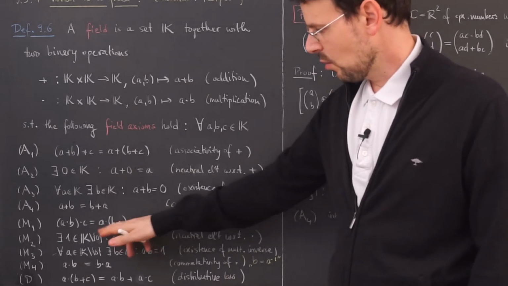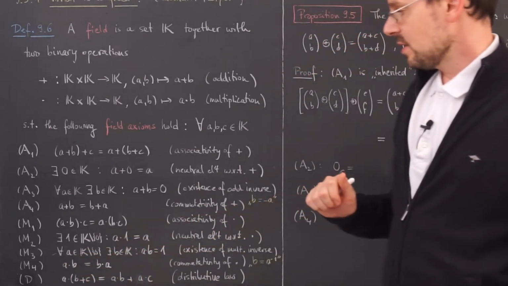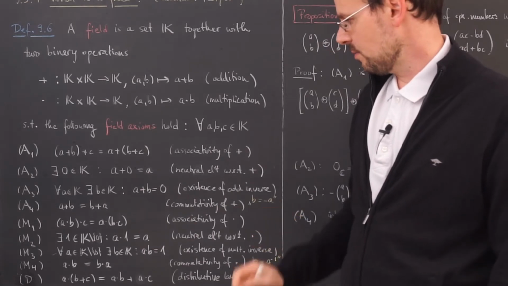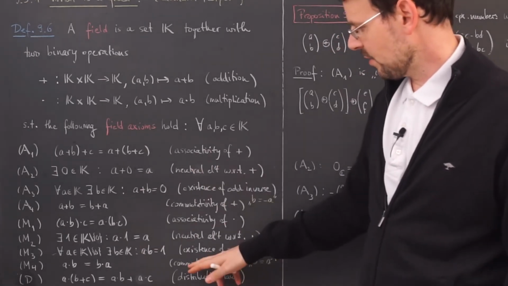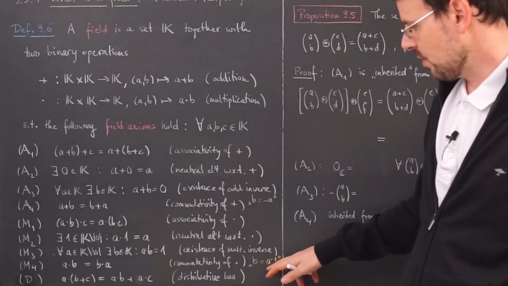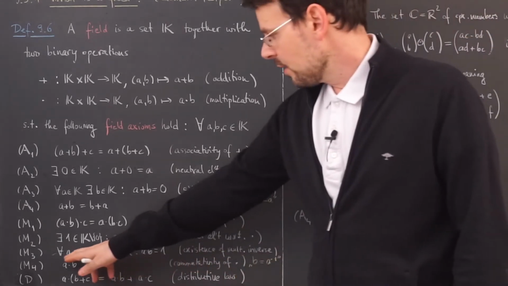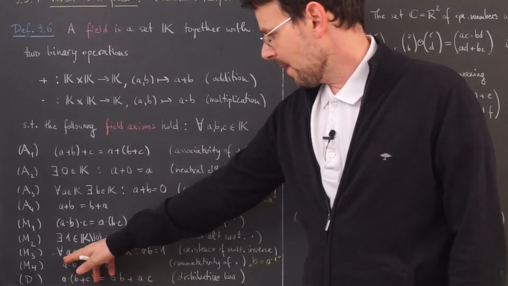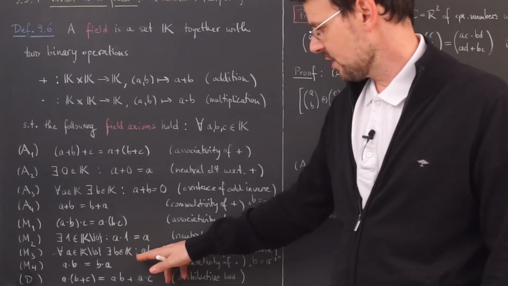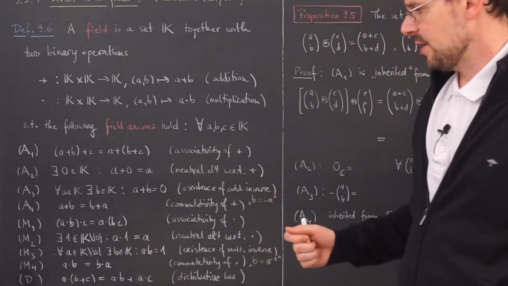And again, 1 times a also needs to be a, but since multiplication must be commutative, it is enough to write this down. And same as for addition, we need the existence of a multiplicative inverse, usually denoted by a to the power of minus 1 or 1 over a, meaning for arbitrary element of K not equal to 0, I must be able to find another element b such that a times b is 1, and by commutativity also b times a is 1.